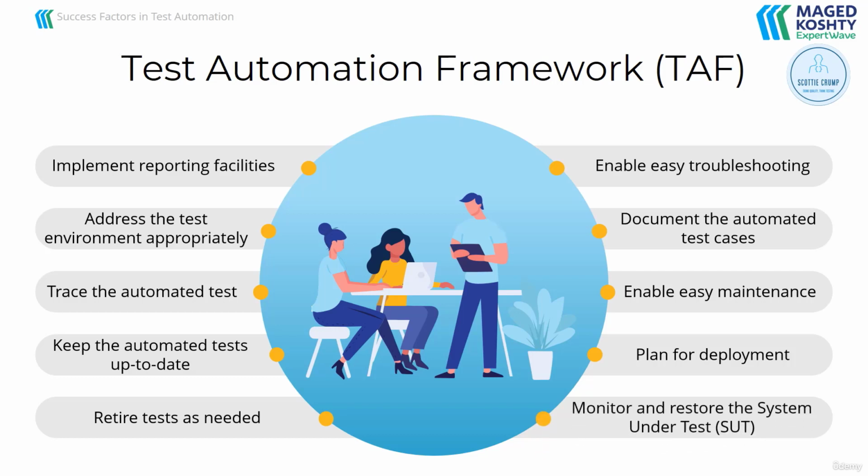Monitor and restore the system under test, SUT. If you want to run a test continuously, the system under test, SUT, must be monitored constantly. If the system under test, SUT, faces a fatal error like crashing, the Test Automation Framework, TAF, should be able to recover, skip the current case, and resume testing from where it left off with the next case.